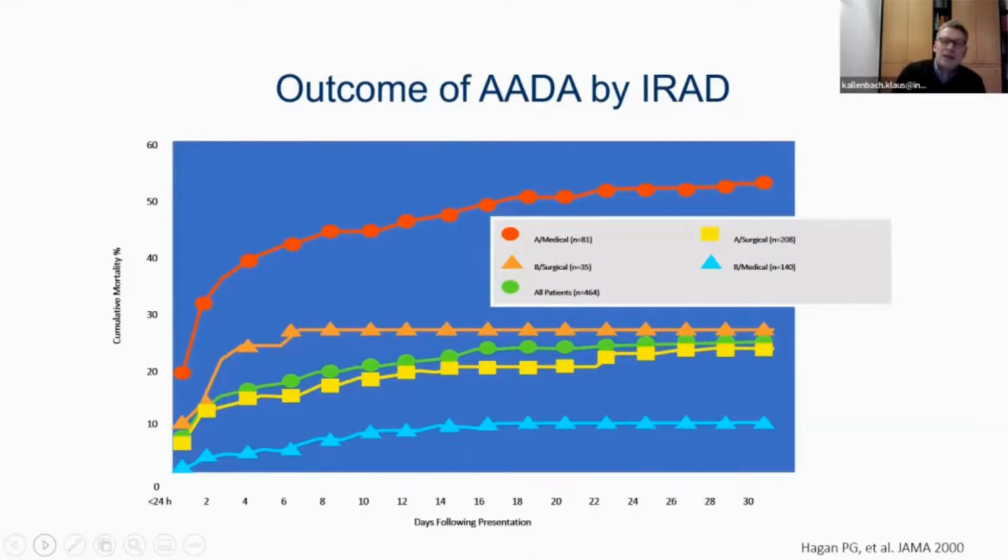And the outcome of acute aortic dissection: it needs to be operated. If you look at this data from the IRAD, the International Registry of Acute Aortic Dissection, the red line means patients who are treated medically. And you see this steep curve of mortality. After 18 days of presentation, more than 50% of patients died. When you look at type A dissection, this is the yellow line, you see that when it's surgically treated, the outcome is much, much better in comparison to medical treatment. So it's very clear that type A dissection has to be operated, and as soon as possible, because everybody assumes that the mortality is 1% per hour. So after 24 hours, it's very likely that 24% of patients who had a dissection have died.